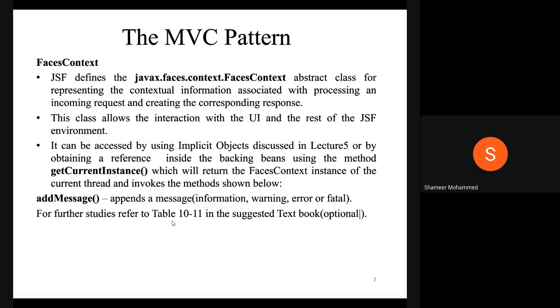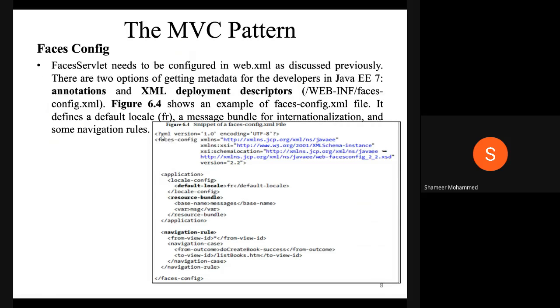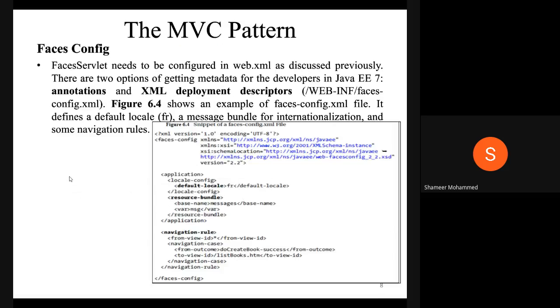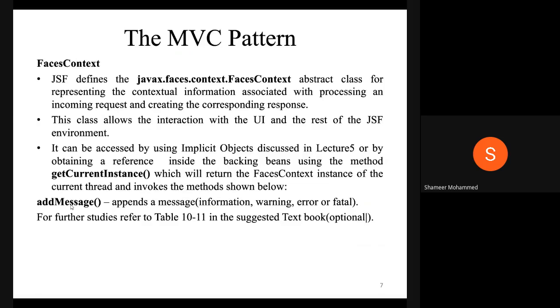In table 10.11, in the suggested textbook, you can go to the suggested textbook which is mentioned, Beginning Java EE 7. You can refer to this table for these details if you want to study. Now, faces config, I will tell you that one in the program in the last slide. What is this one?